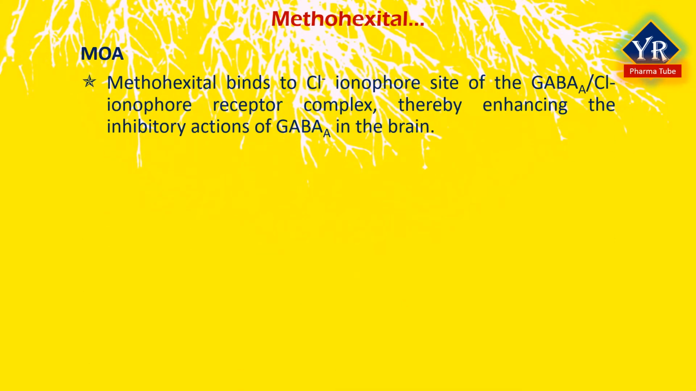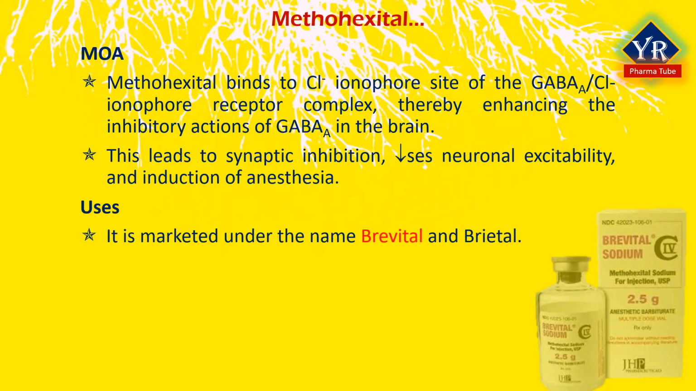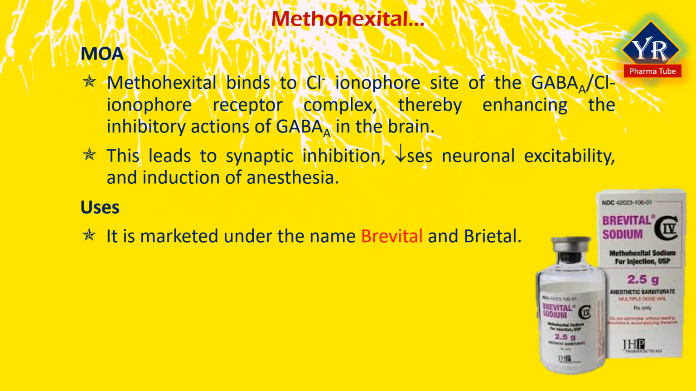Methohexital binds to the chloride ionophore site of the GABA-A chloride ionophore receptor complex, thereby enhancing the inhibitory actions of GABA in the brain. This leads to synaptic inhibition, decreases neuronal excitability, and induction of anesthesia. In addition, this agent decreases glutamate responses. Methohexital is marketed under the brand names Brevital and Brietal.